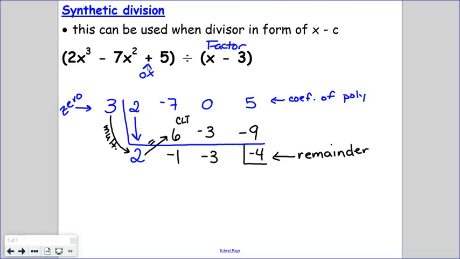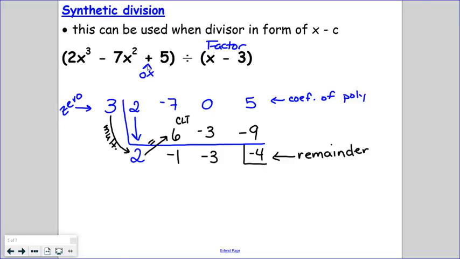Okay? The last trick to synthetic division is you have to remember how to format your answer. And I'm going to give you two methods. You pick the one that's going to make more sense to you. When you write your answer, it will always be one degree less than what the problem started out as. So our problem started out as an x cubed. My answer is going to start out with an x squared.